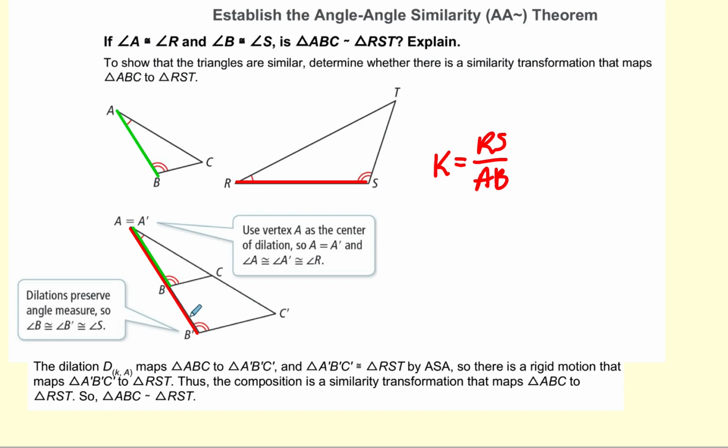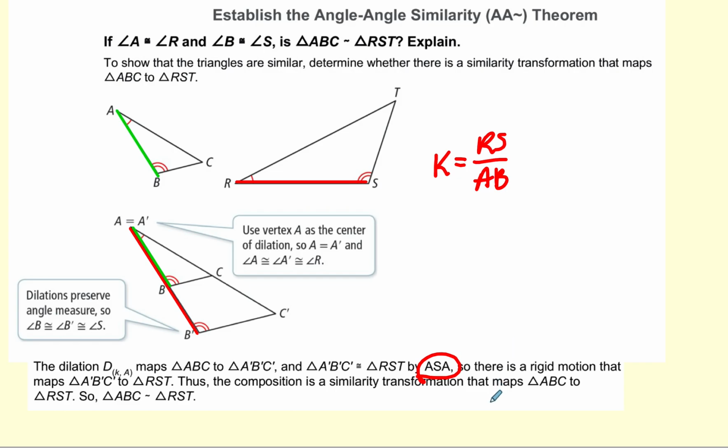So this red length is the same as this, RS. And this angle here and angle R are the same. This angle B is also the same as S, because when you do a dilation, the angles don't change. And because I have this situation happening, I have angle side angle. So this triangle right here will be congruent to this triangle right here.